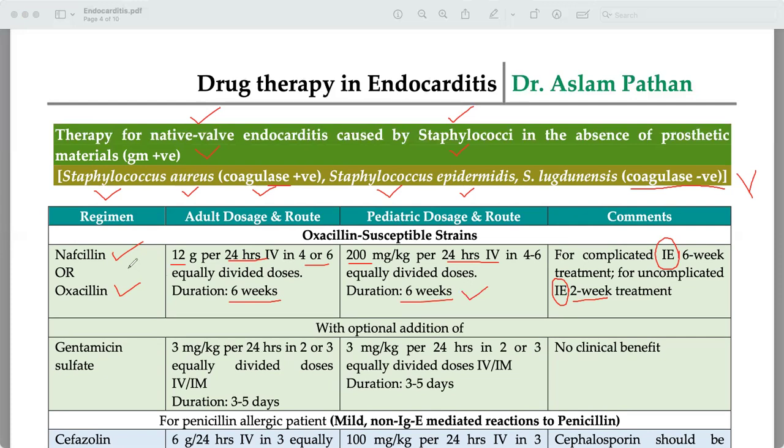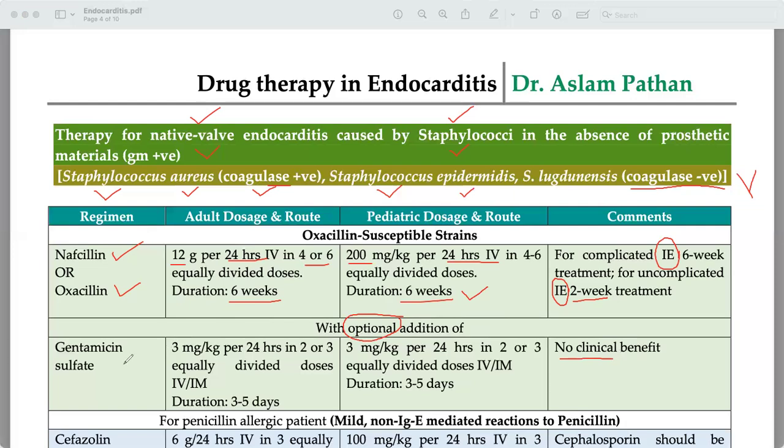So the most commonly preferred or first line drug is nafcillin or oxacillin. We need to give one of them as per availability. To nafcillin or oxacillin, we need to add gentamicin, and this is an optional addition, and the remark is no clinical benefit.